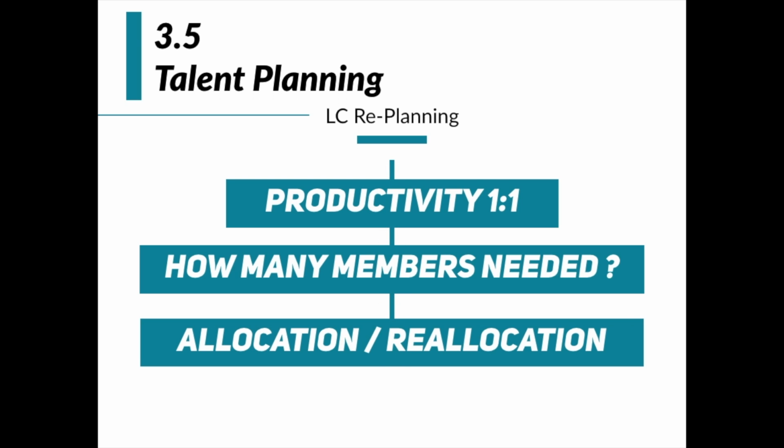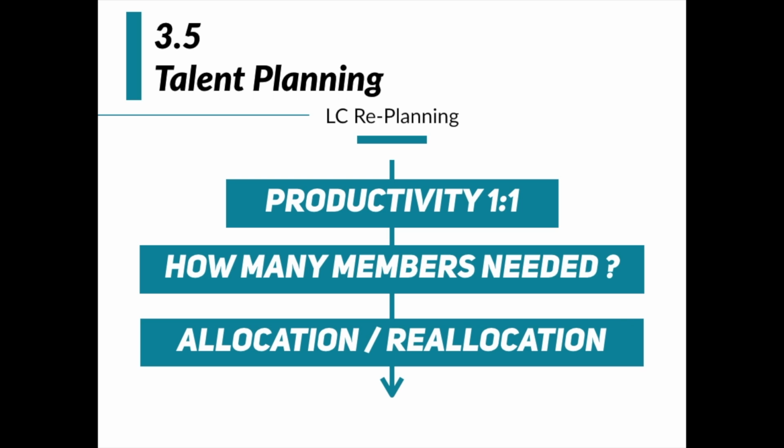So the number starts from the reallocation. After you're done with the reallocation, consolidate with the TM how many members you need. The detailed planning tool will be given by the MCBPTM to the LCBPTM, and there you can do the talent planning in detail to ensure that we can achieve the higher ambition, which is 1 to 1 productivity.